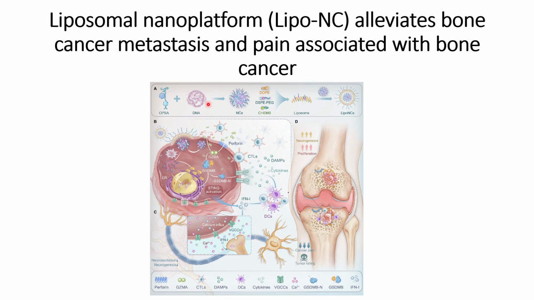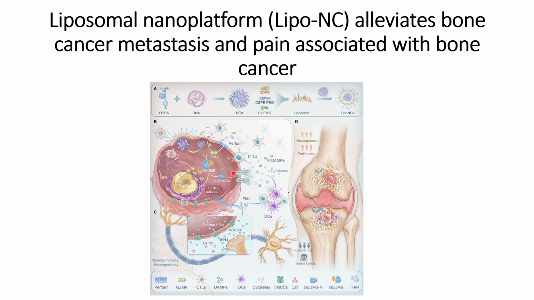We will also discuss how they developed and optimized their liposomal nanoplatform, which contains this oxidation-responsive derivative and the plasmid DNA. At the same time, it will also have some polymer compositions that will help in the formation of this liposomal nanoplatform, or this LipoSC, liposomal nanocomplex.